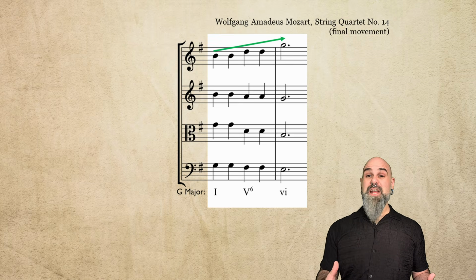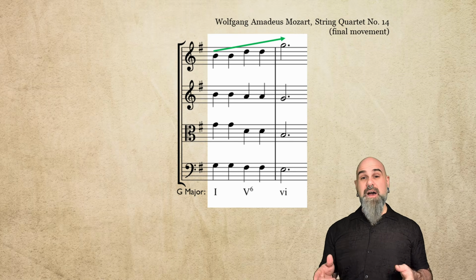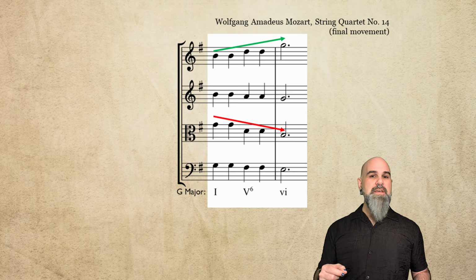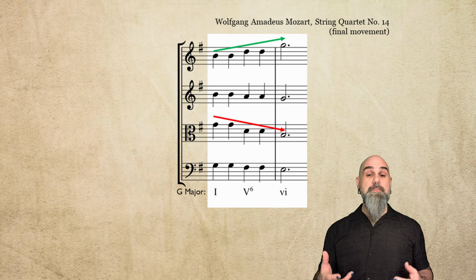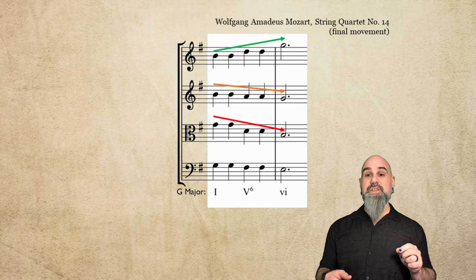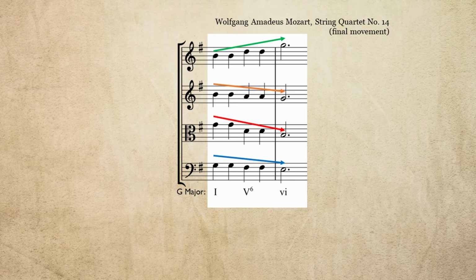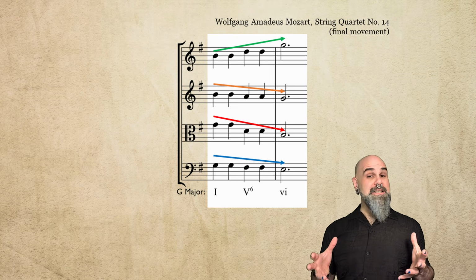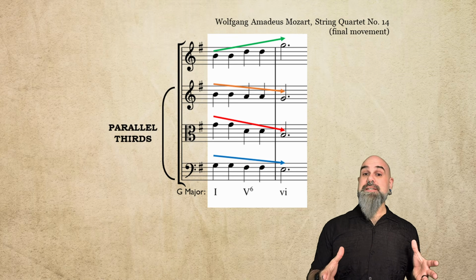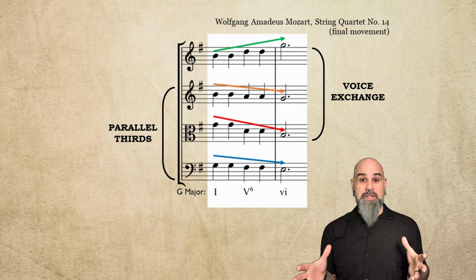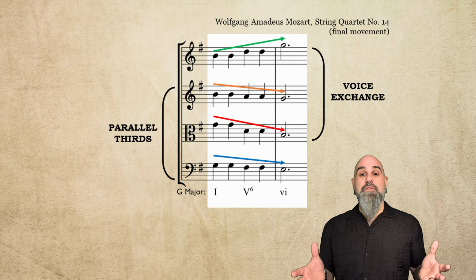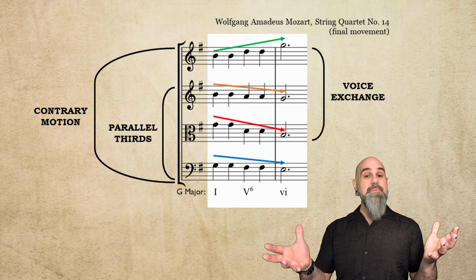The first violin arpeggiates the tonic chord upward, 3, 5, 1. The viola mirrors that in reverse, 1, 5, 3. And the second violin moves in parallel thirds, 3, 2, 1, with the cello's 1, 7, 6. So at the same time, we have two voices moving together in parallel thirds, two voices engaged in dramatic voice exchange, arpeggiating the tonic in opposite directions, and the outer voices moving in contrary motion, opening up the texture.